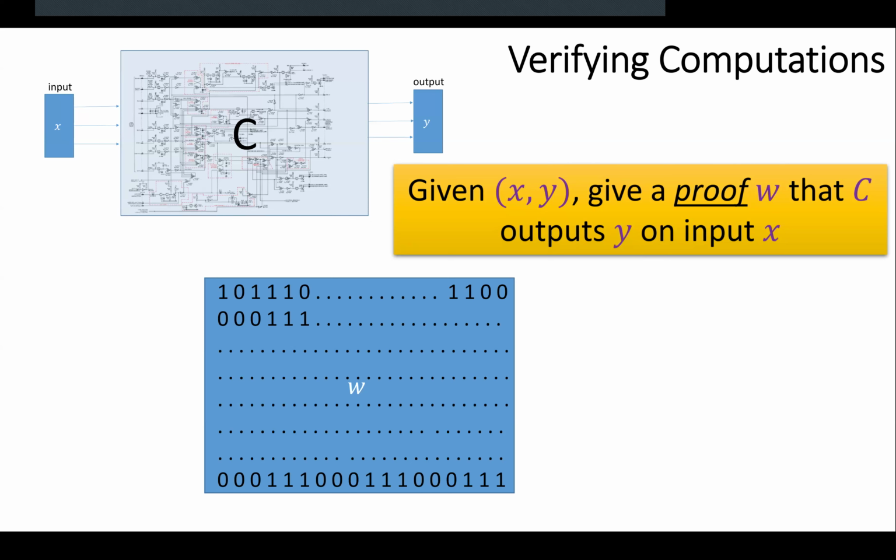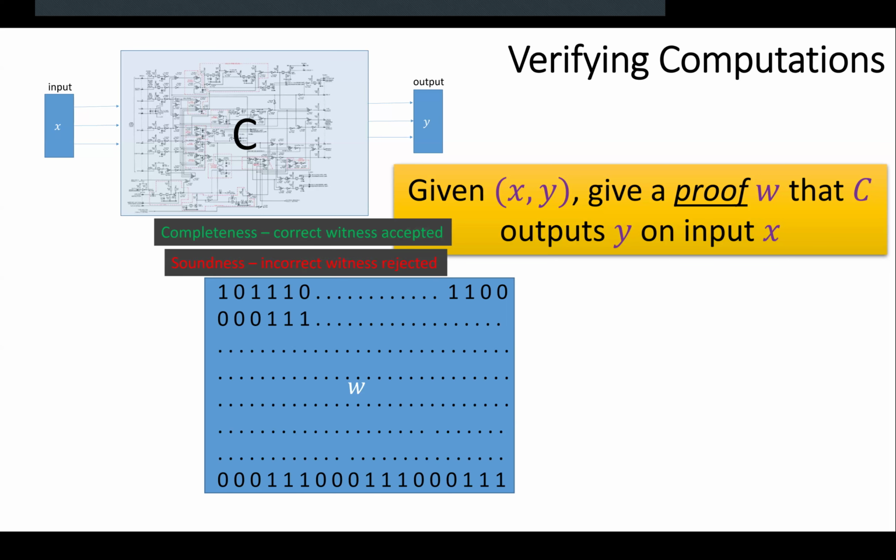This witness should satisfy two properties. The first property is completeness, which states that if the computation on X indeed gives Y, then when the verifier goes to this witness and checks it, it's going to say, yeah, this is the correct computation. The second property is soundness, which says that if the computation was made incorrectly, then no matter what witness you give me, the verifier is still going to reject. Saying it more succinctly, completeness and soundness just say that correct computations are accepted and incorrect computations are rejected.